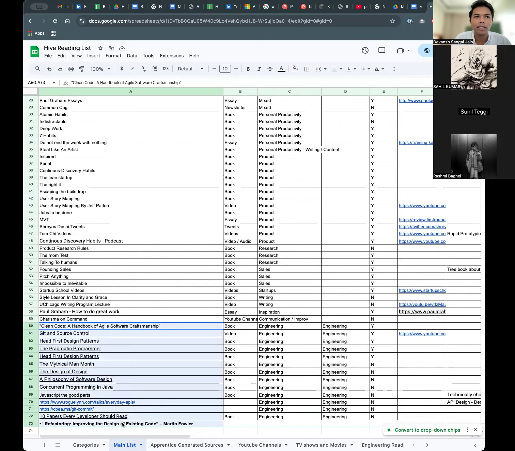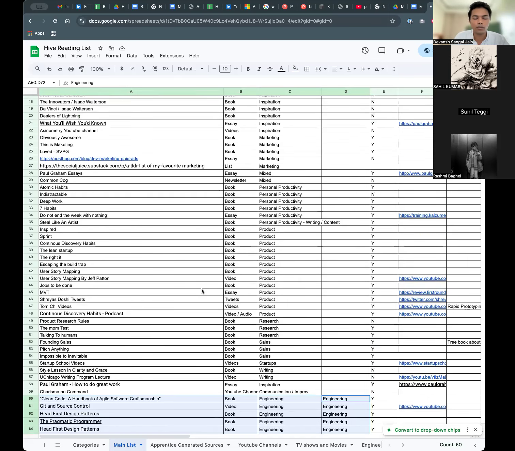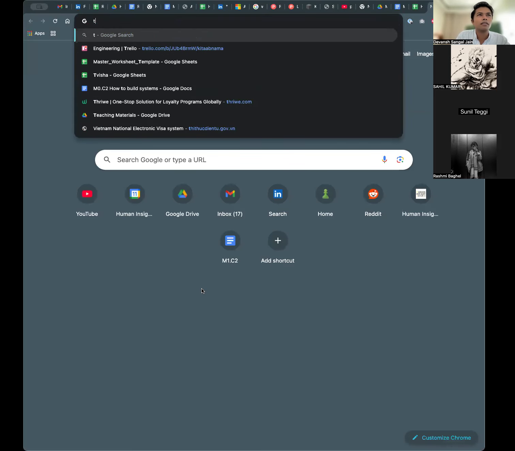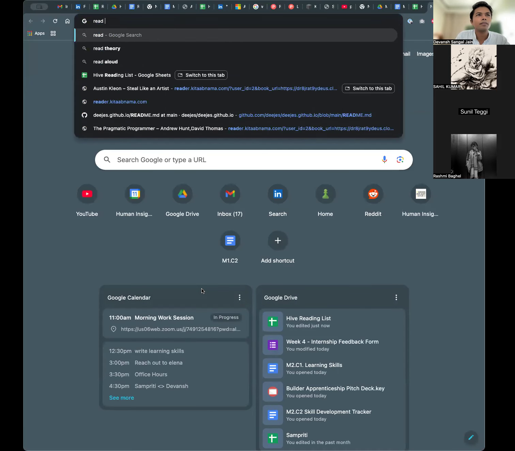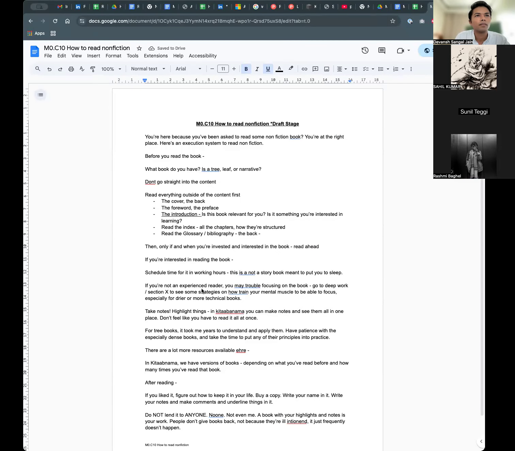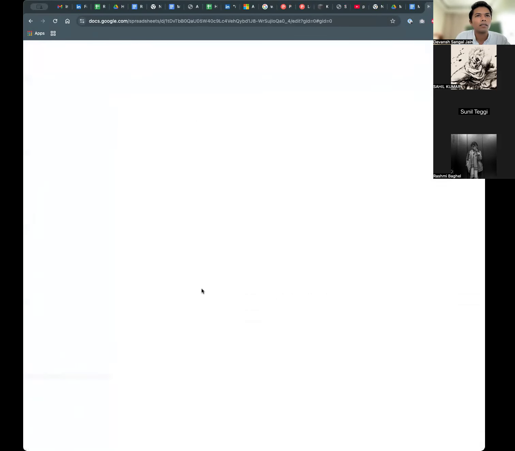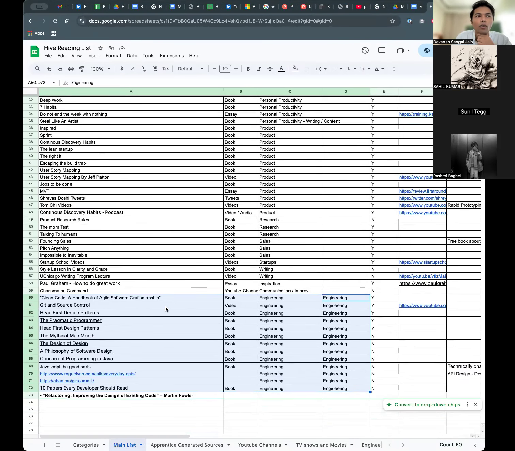But this is my list, right? And so you don't need to do this list. What I would say is find this list on your own. There's also this thing about the types of non-fiction books. I don't know if I showed you guys that. So there are different kinds of non-fiction books. Not all non-fiction books are created equal. There are tree books, leaf books, and narrative non-fiction books.